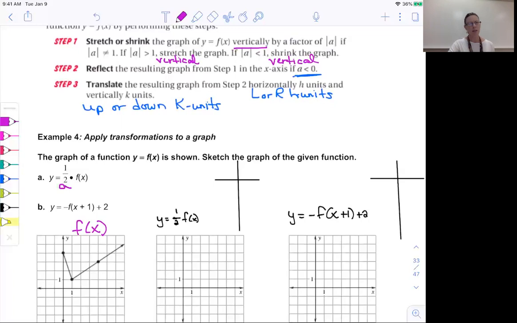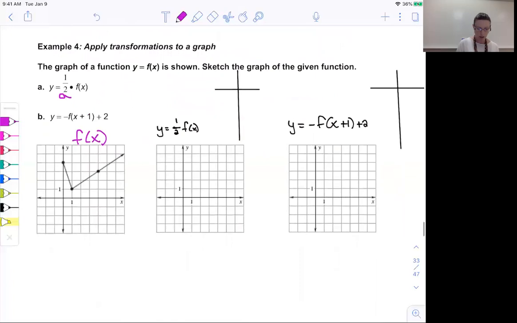Jordan, what do you think? What would that a value do to our graph? It would shrink it. Yeah, so that a value is going to give us a vertical shrink. So this graph should have a vertical shrink. All right, so now we have to think, how do we apply that to this crazy graph?